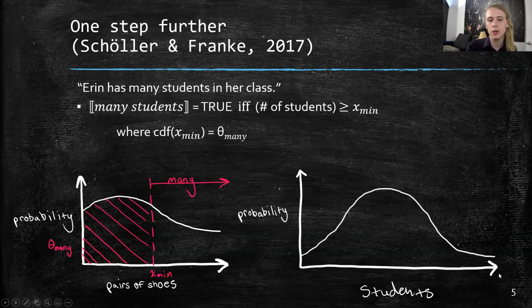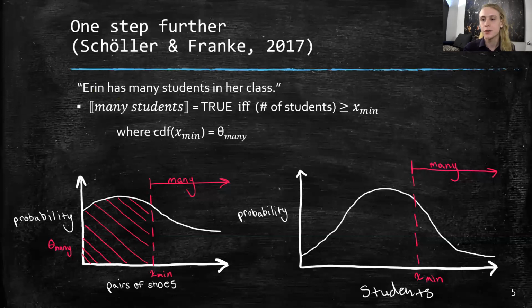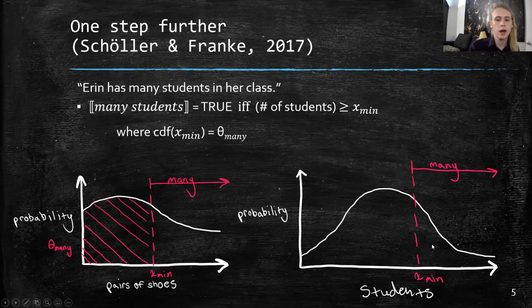So we have a completely new context. Erin has many students in her class. Again, it's true if and only if the number of students is greater than or equal to some x min. And this x min is going to be different, right? Maybe it'll be 15 students, maybe it'll be 20 students. But the cool thing is that this theta many remains the same.